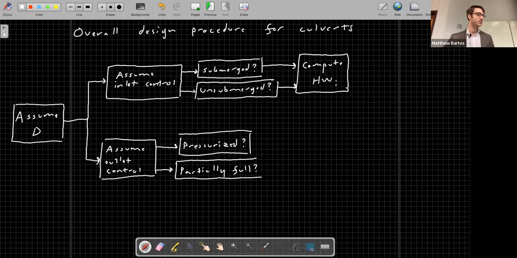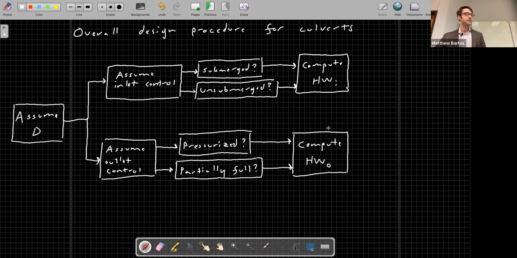In the case of pressurized flow, we apply the energy equation as we performed in the last class. If it's partially full, we perform the direct step method on a computer. From that, we compute the headwater depth assuming outlet control, which I'll denote HW with an O subscript. The final step is we compare these two headwater depths and let the design headwater depth be equal to the maximum of the headwater depth assuming inlet control and the headwater depth assuming outlet control.